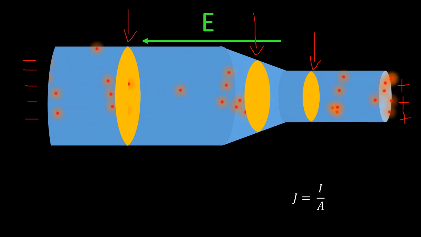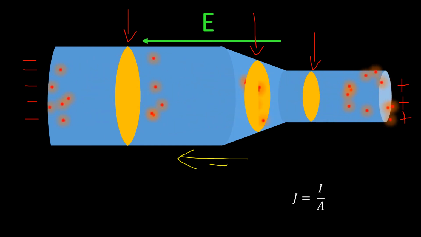What is the direction of current here? Don't get confused. This is the direction of current. Current is always from positive to negative, so current density is also defined accordingly. So what is the direction of current density here? It is also from right to left. It is a vector quantity, not a scalar one.